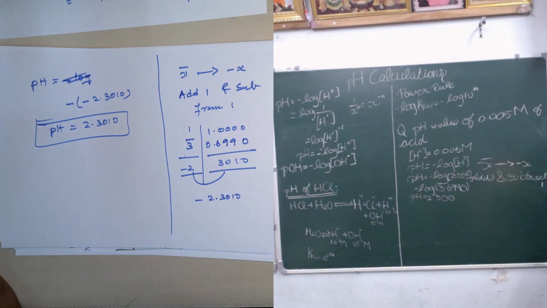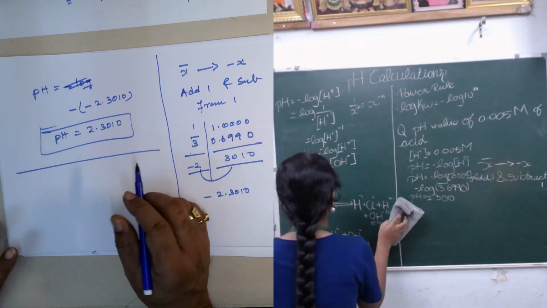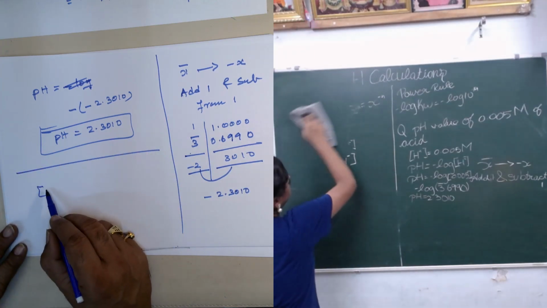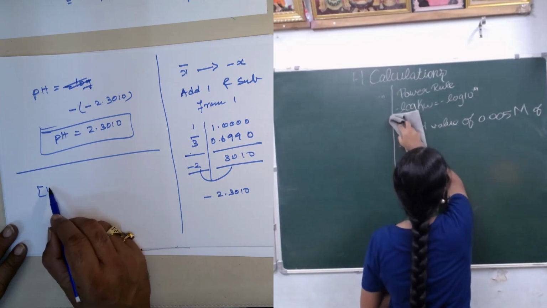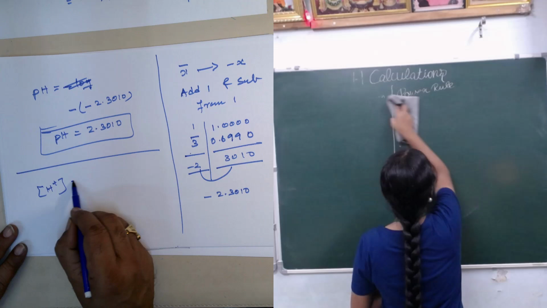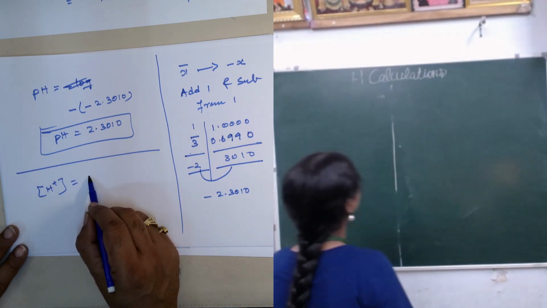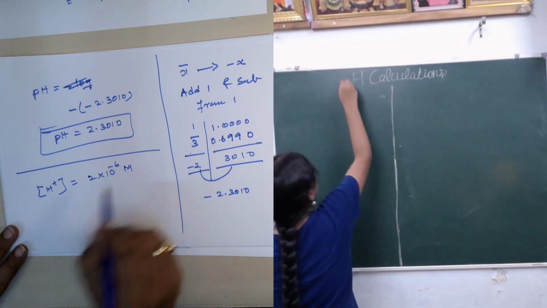So can you try, similarly, to find out the pH of 2 into 10 power minus 6 mole concentration of an acid. You can erase it. So you have to calculate the pH of, that is, with the H plus concentration, how much? 2 into 10 power minus 6 molar.